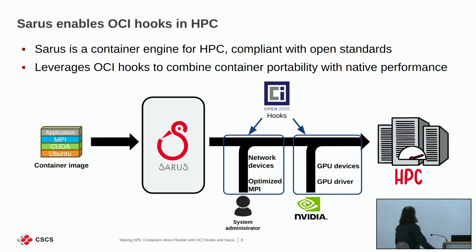So that we might take our container image with CUDA and MPI or whatever your software stack is, and have the system administrator configure an OCI hook to inject optimized MPI libraries and network devices within the container. Or we might even leverage hooks developed and distributed by vendors like NVIDIA to add GPU devices within the container, so we can go from the image all the way to enjoying the benefits of HPC.